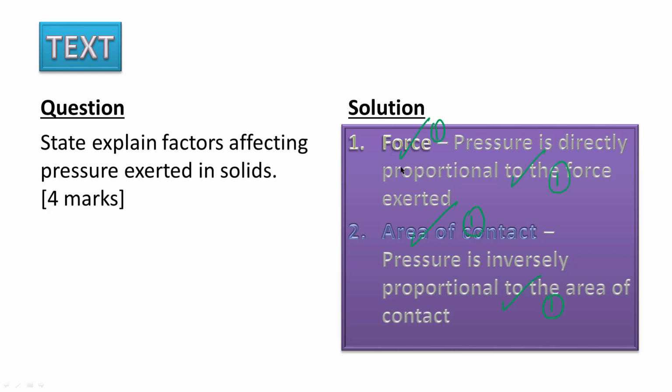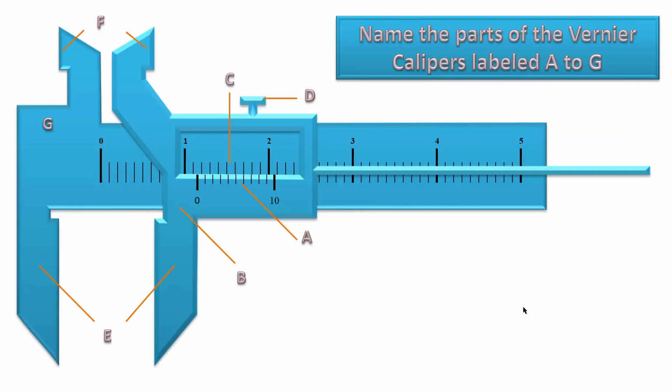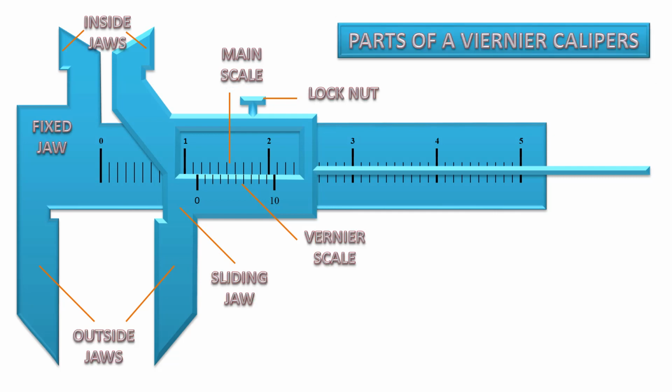Even when it comes to awarding marks, I just need to click and show them this is how I was awarding the marks for the factor itself and the explanation, the factor and the explanation. How about if the question involves the students labeling a diagram? For instance, I might want the students to name the parts of these vernier calipers from part A to G. I just need to display that in the next slide. I just click and you can see all the parts are labeled.